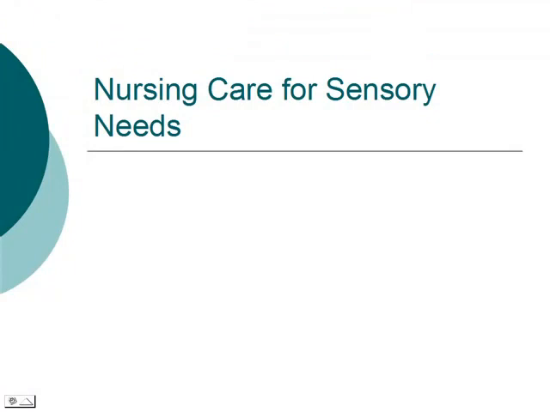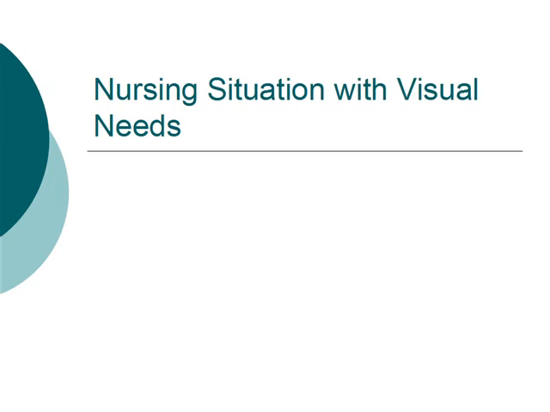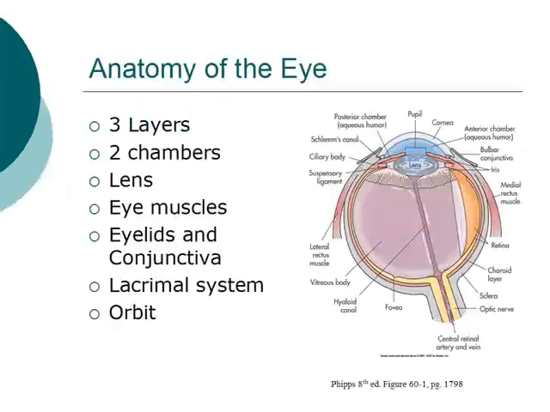The first topic that we're going to cover in the PowerPoints is nursing care for sensory needs, and this will cover disorders such as glaucoma, cataracts, hearing disorders, and other visual impairments. When we look at the anatomy of the eye, you can notice that there are 3 layers and 2 chambers in the eye, and various types of systems that help the eye to work properly. We're going to talk particularly about a couple as we go into glaucoma.